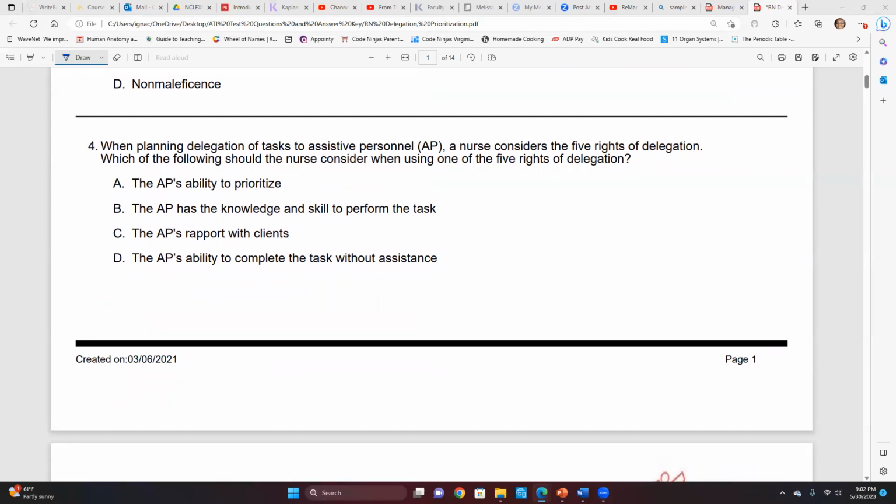Any questions about that one? No, ma'am. Okay, number four, please. When planning delegation, the nurse should also consider the five rights of delegation. Which of the following should the nurse consider when using delegation? The knowledge and skills of the client to complete tasks without assistance. Come on now, think more, think more.